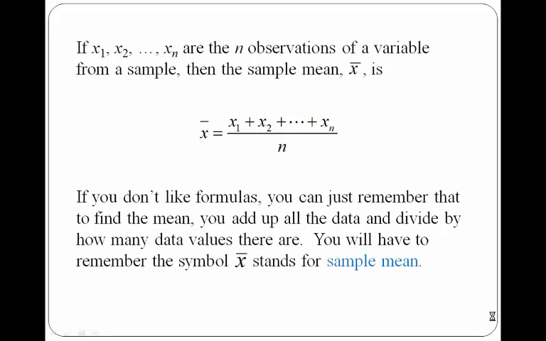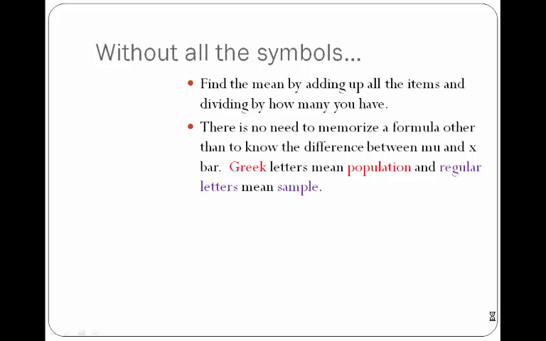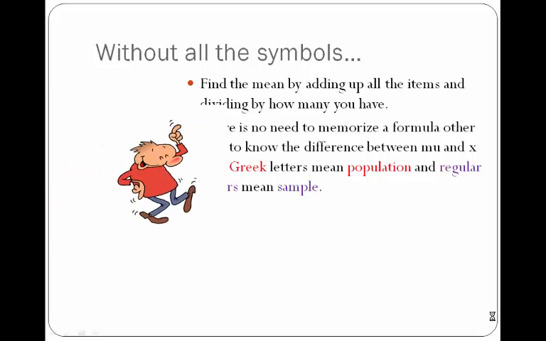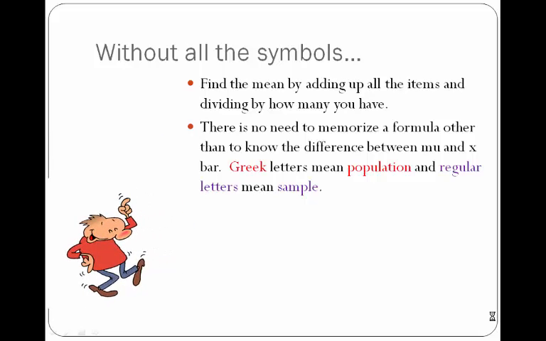notice the formulas are no different. If you're going to find the mean, you add up whatever it is you've got and divide by how many numbers you had. The difference is whether the numbers came from the whole population or whether they're just a sample of the population. Without all the symbols, you find the mean by adding up all the items and dividing by how many you have. There's no need to memorize a formula other than to know the difference between mu and x bar. Greek letters mean population and regular letters mean sample.